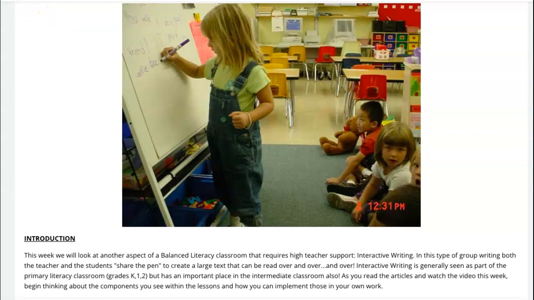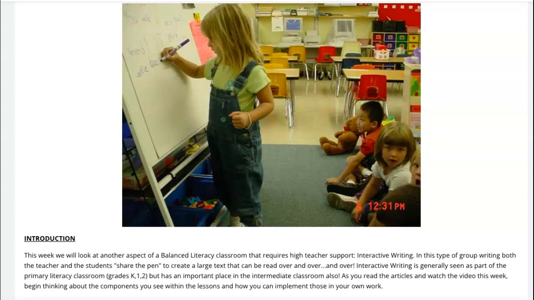Number 3, composing the text. Having a common experience and establishing a purpose through talk, the next step is to compose a text with the children. They are not writing a sentence that the teacher has thought of. The children are writing a sentence that has been composed along with the teacher. We want the children to think about their message and their audience.